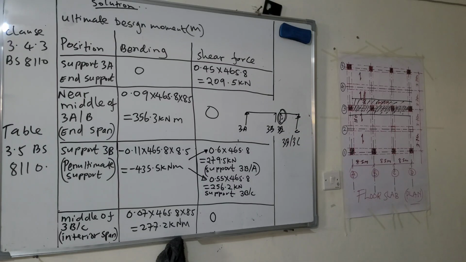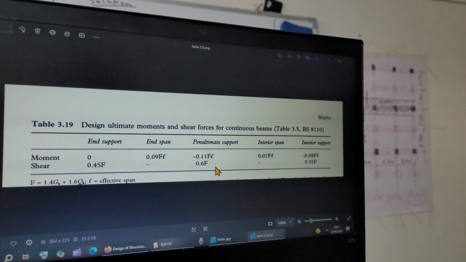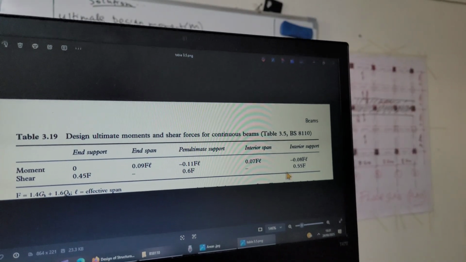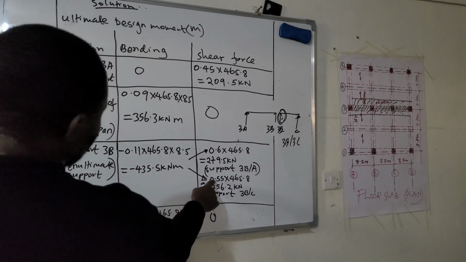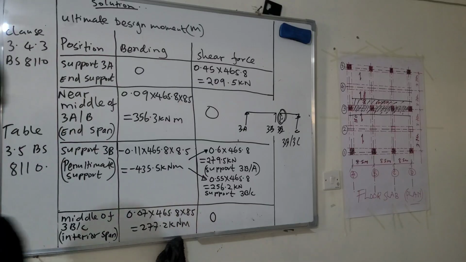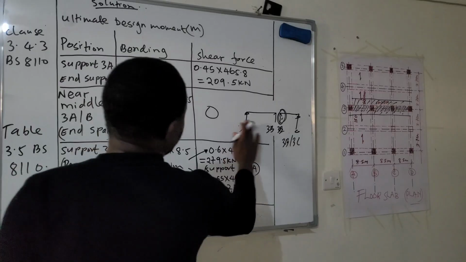So this one will be given by, let's check for interior support. The interior support is 0.55F. So this one is 0.55F, as you can see. Our F is 465.8. And if you carry out the operation, you will get 256.2 kilonewton.